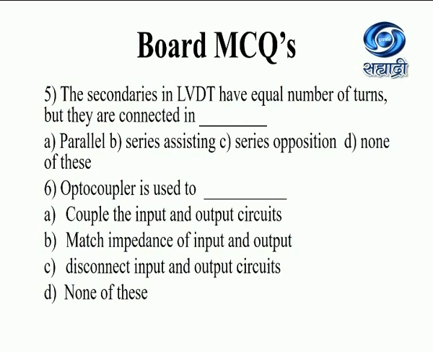Next, optocoupler is used to dash. Options are couple the input and output circuits, match impedance of input and output, disconnect input and output circuits, and none of these. It is based on the application of optocoupler. The optocoupler is used to couple the input and output circuits. As we can see, the application of optocoupler is to isolate two circuits. That's why this optocoupler is used to couple the input and output separate circuits. That's why the answer is A.